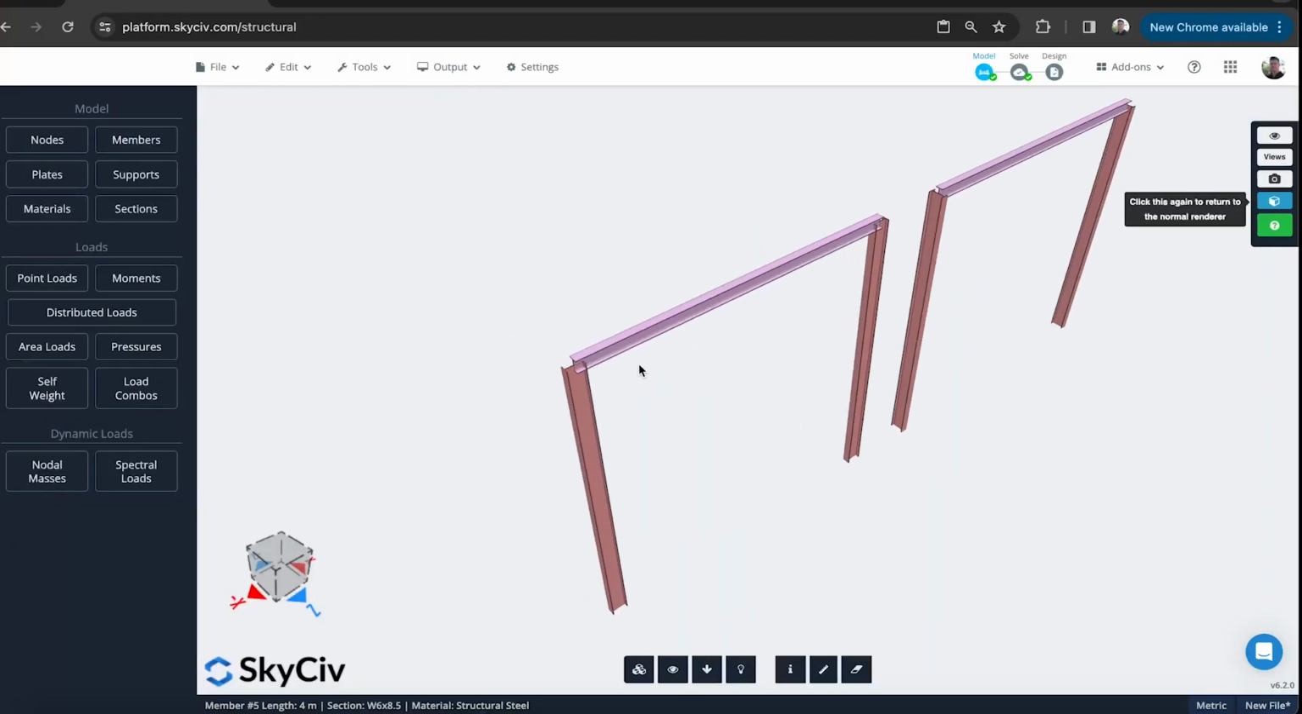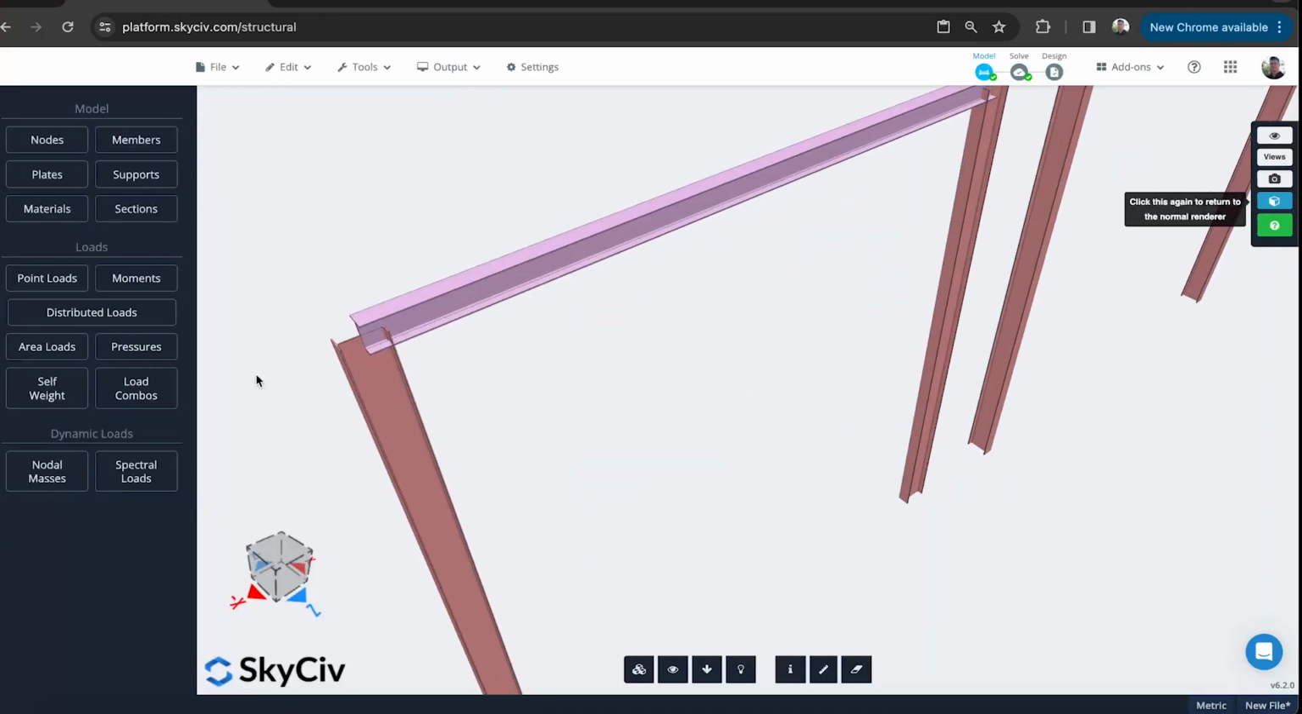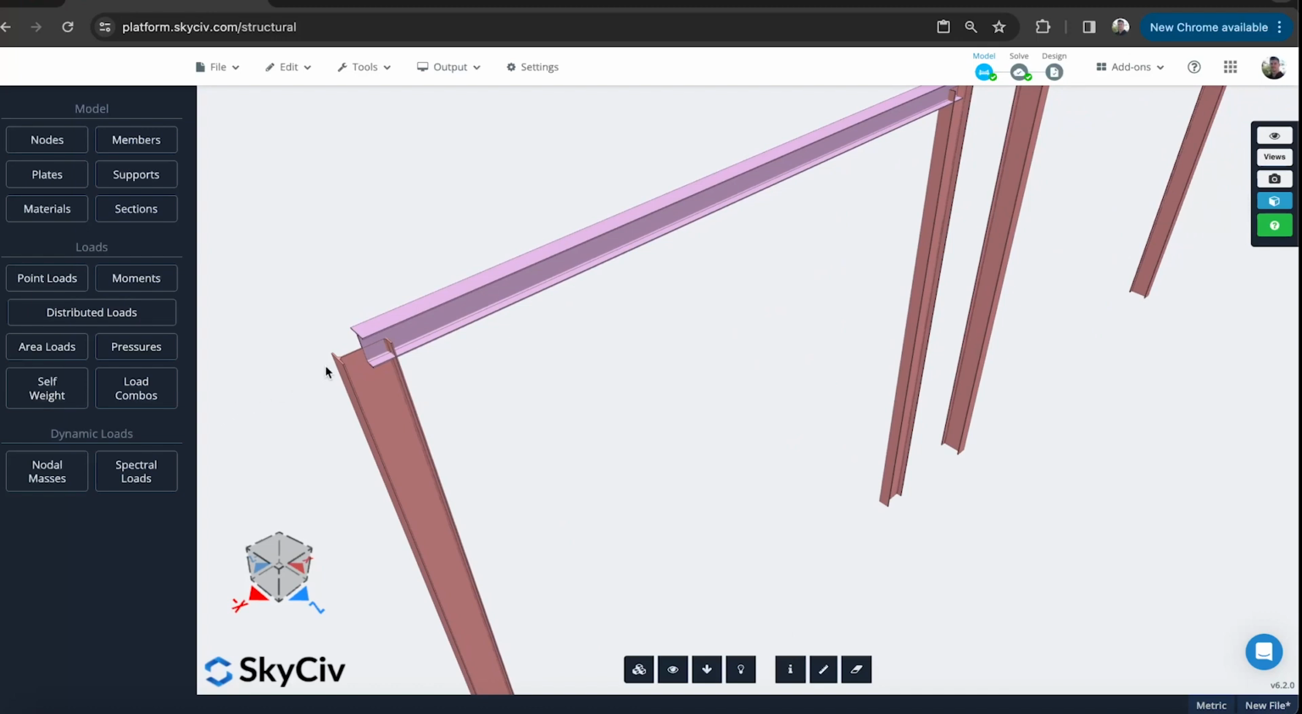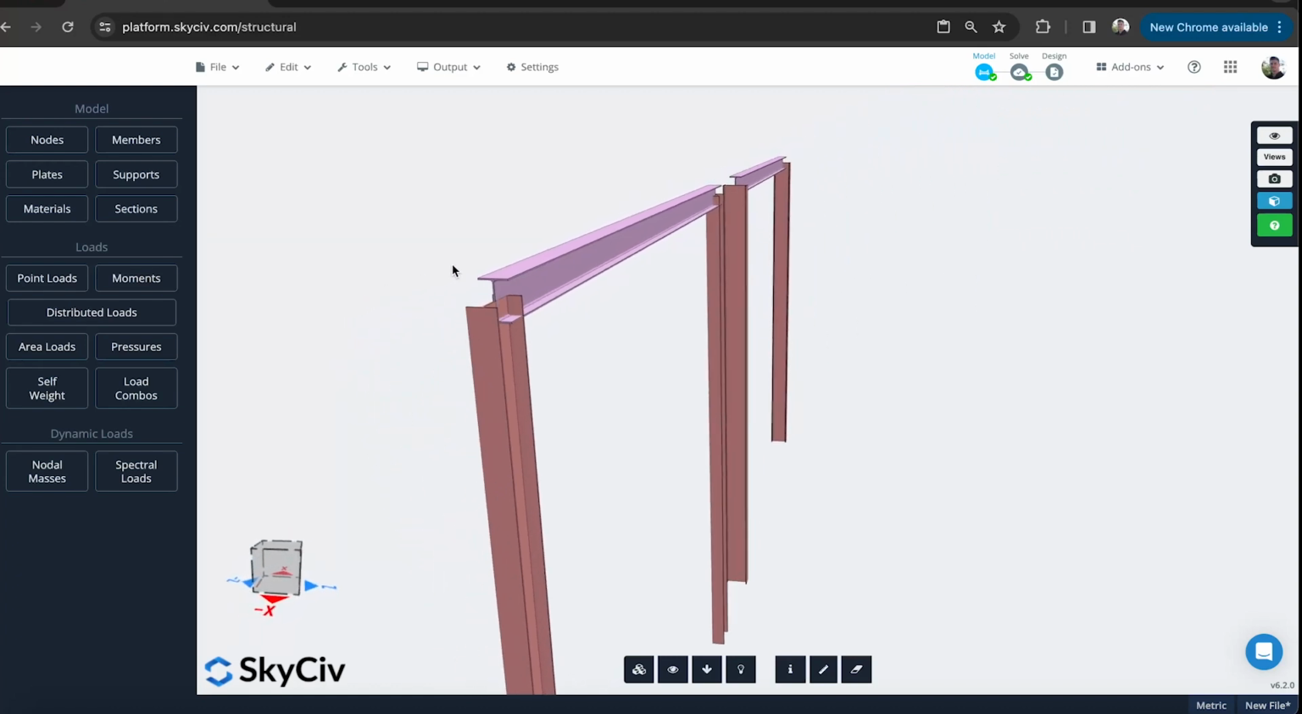So what that means is on the left frame, we've got the beam being loaded in the correct direction. You can see there's a lateral force here, a wind load, and that's going to be applied in the right direction for that column. And then we've got a down force, which is going to be applied in the correct axis for this beam.